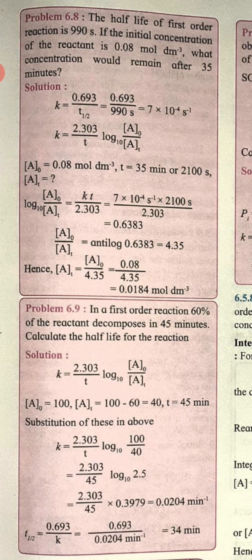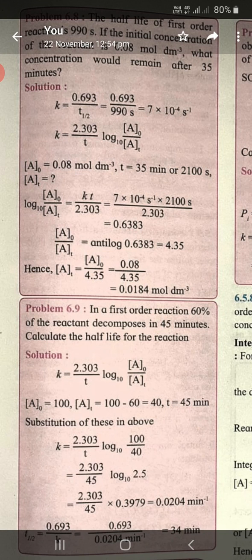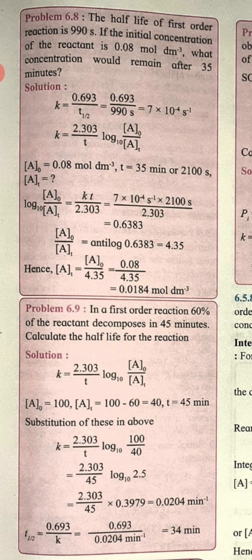What is the formula of K? K is equal to 0.693 upon t half. So K is equal to 0.693 upon 990 seconds. On calculation, 0.693 divided by 990 gives 7 into 10 raised to minus 4 per second. Okay. So the integrated rate law equation for first order is K is equal to 2.303 upon t log to the base 10 A0 upon At.